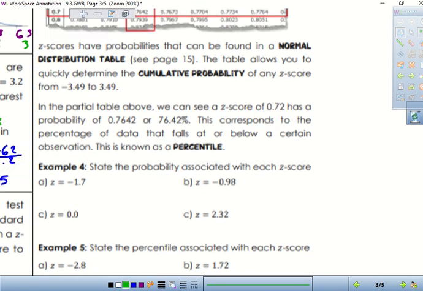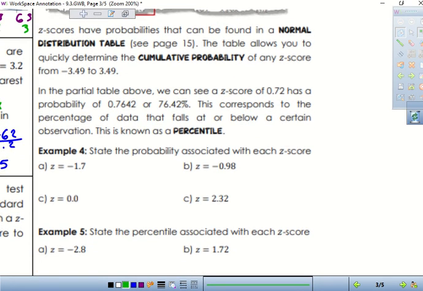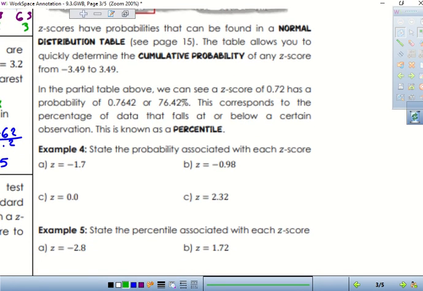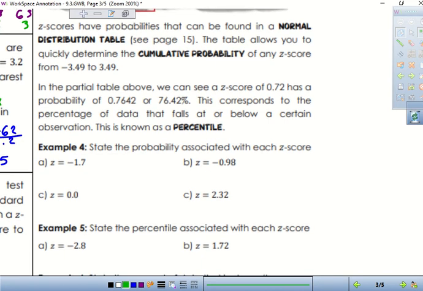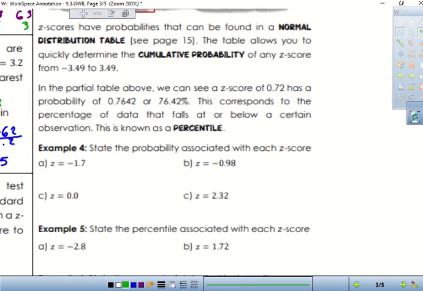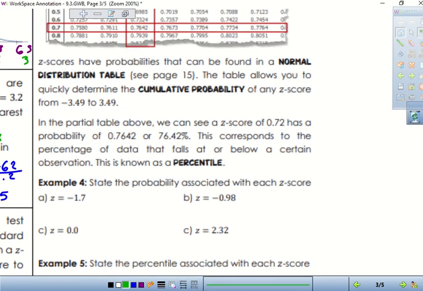In the partial table above, we can see the z-score of 0.72 has a probability of 0.7642 or 76.42%. This corresponds to the percentage of data that falls at or below a certain observation. This is known as a percentile.